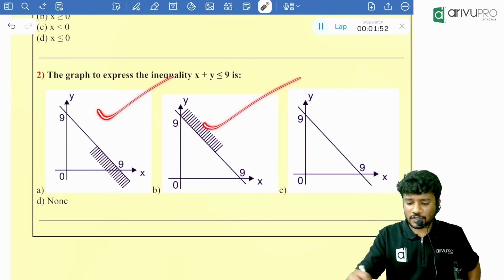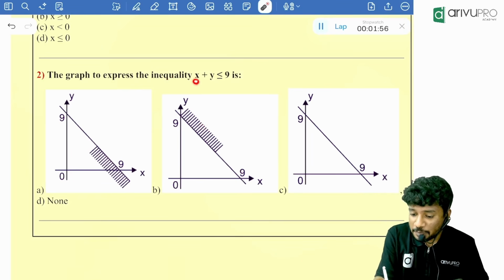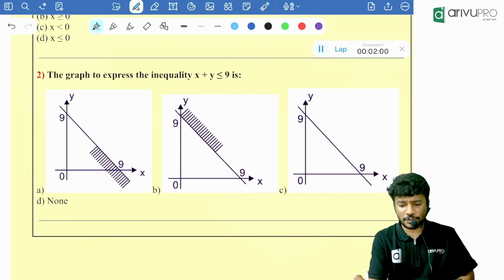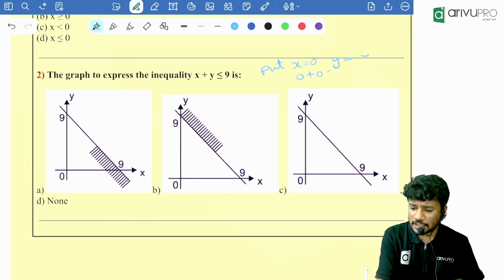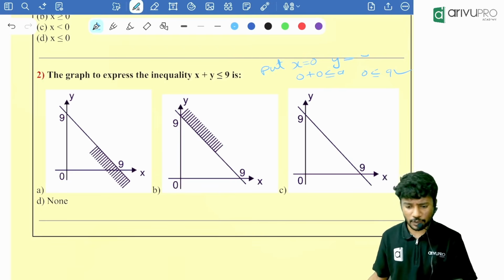All the graphs are correct, but we should find the area. x plus y is less than or equal to 9. You will put what option? Put x is equal to 0, y is equal to 0. That means 0 plus 0 is less than or equal to 9. 0 is less than or equal to 9. That is correct. 0 is a value which is less than or equal to 9.